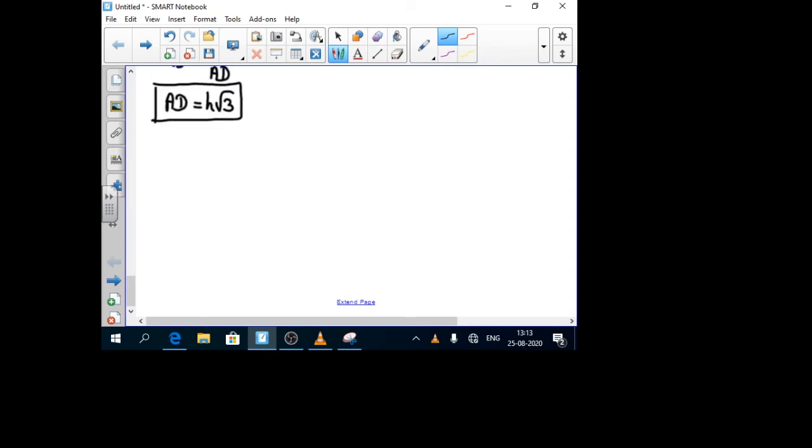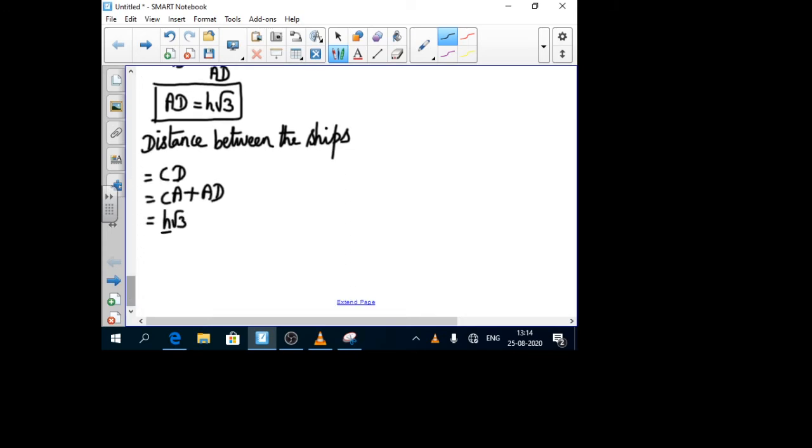Now we have to find the distance between the ships. So distance between the ships is equal to CD. I split CD as CA plus AD. CA value we know, it is given as H root 3 by 3. AD is H root 3.